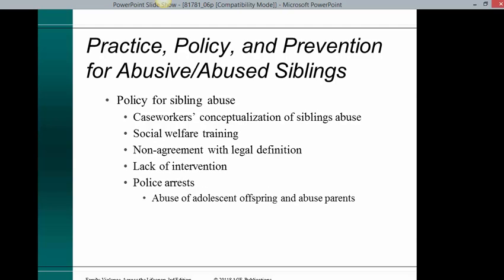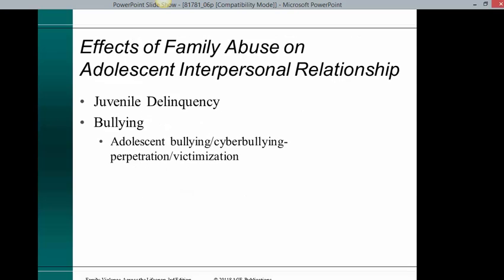Practice, policy, and prevention for abusive and abused siblings. Issues include policy for sibling abuse, caseworker conceptualization of sibling abuse, social welfare training, non-agreement with legal definition, lack of intervention, police arrest, including abuse of adolescent offspring and abused parents.